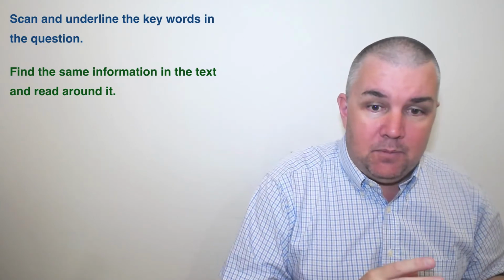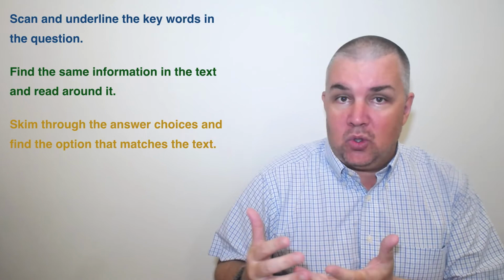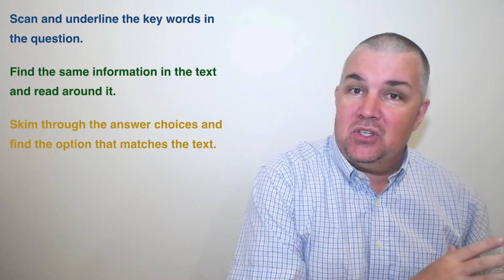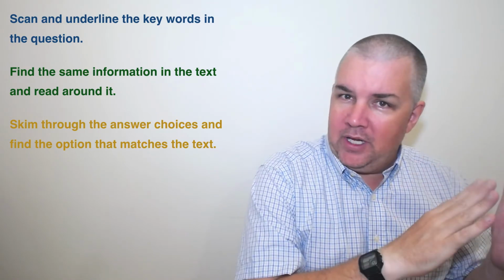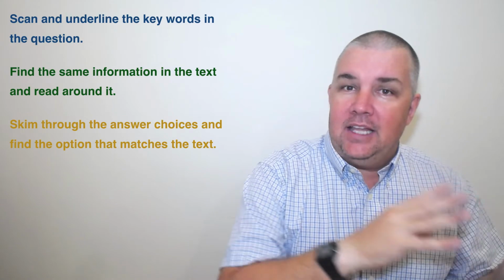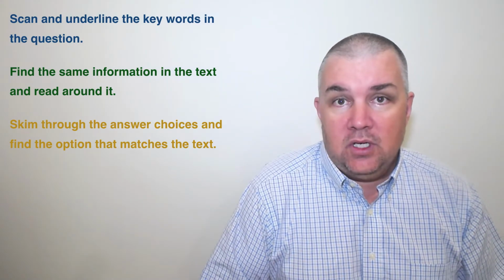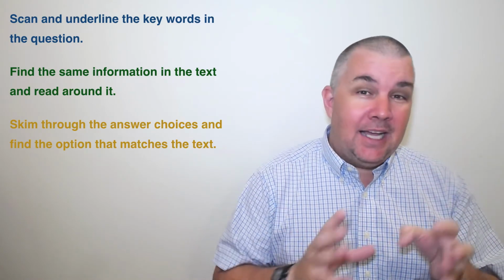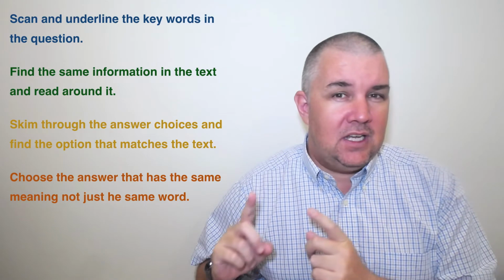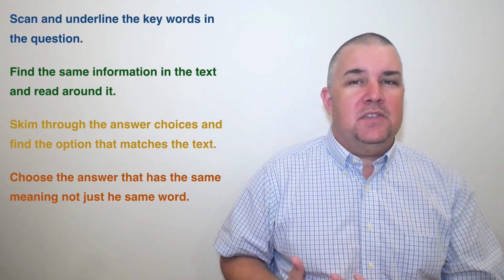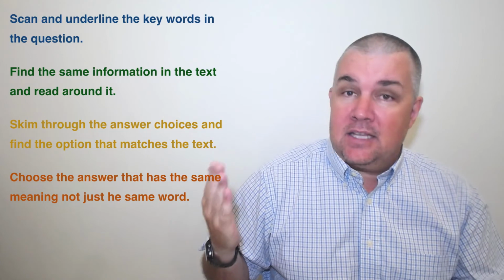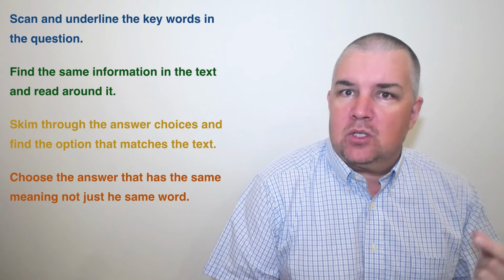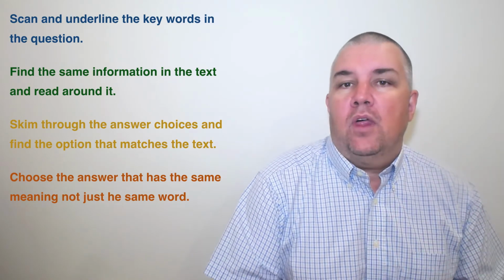The next step is to now look at the answer choices very quickly. Look at which answer choice matches the information in the text. So that what you were looking for around the keywords needs to match the answer choices. And which one does it match the best? So that's your fourth step, is choose the answer that has the same meaning, not just the same words. So we want the meaning to be the same in the answer choice as it is in the text. They might not have the same words, but the meaning will be the same.